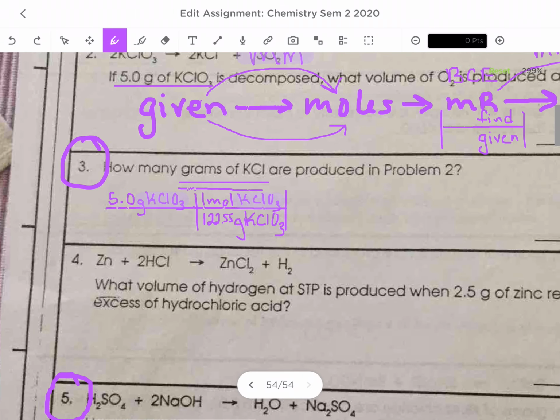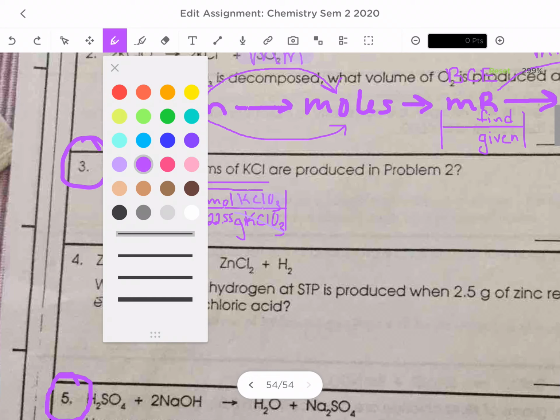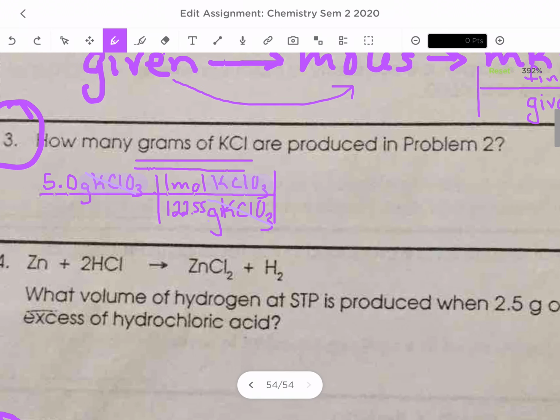Okay, so units that cancel out. Grams of KClO3 cancel. Now, if I stop my problem right now, because I've taken the time to write the units, I know that I'm in moles of KClO3. Like if I just did my math and took 5 divided by 122.55, my answer would be moles of KClO3. But I don't want to stop here.